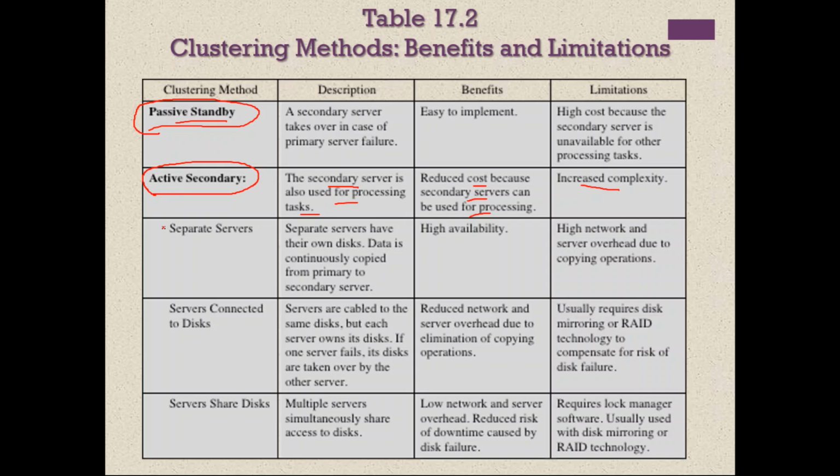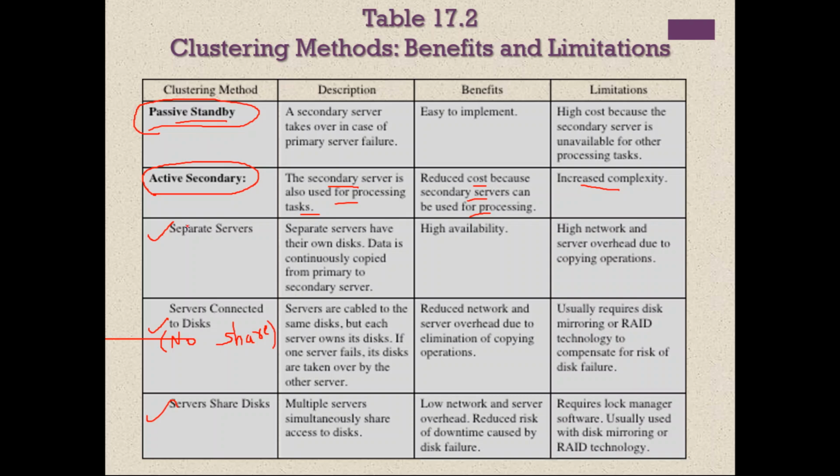So this active secondary can be classified into three categories. One is called separate servers, the other one is called servers connected to disks, and the other one is called servers share disks. The second method is also called servers connected to disk. It is also called no share. They don't share anything. We'll discuss.